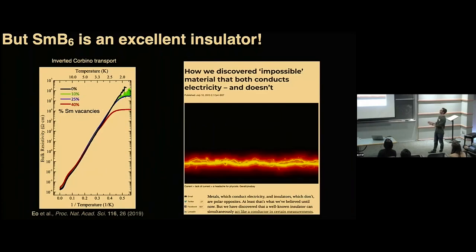Here are some clever Corbino transport measurements from the group at Michigan, where they're able to track the bulk resistivity even in the low temperature regime where it's dominated by surface conduction. What they find is that in pure samples, the bulk resistivity just keeps going up and up, diverges by 10 orders of magnitude as you cool down from 15 Kelvin. So this is a robust DC insulator. And that led to some quite eye-catching press when the quantum oscillations were first announced, about how we've found this material that both conducts electricity and doesn't conduct electricity.